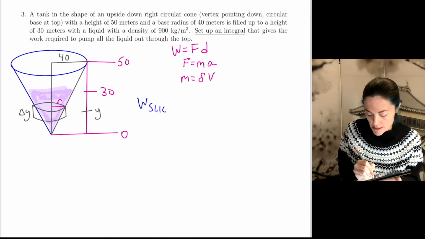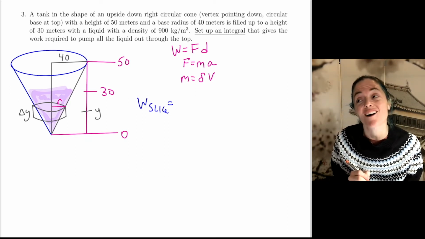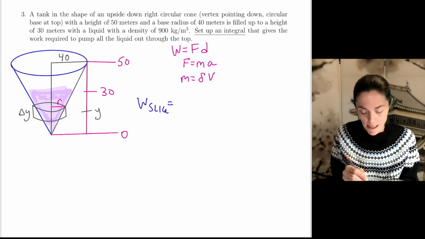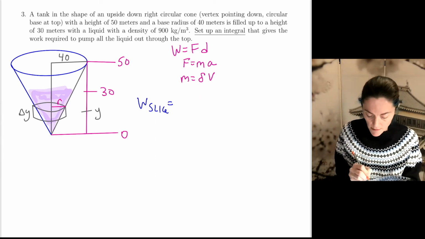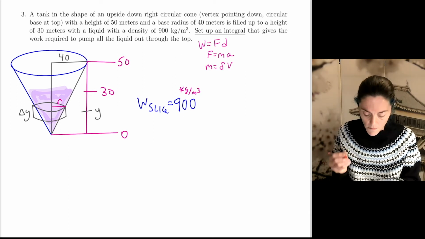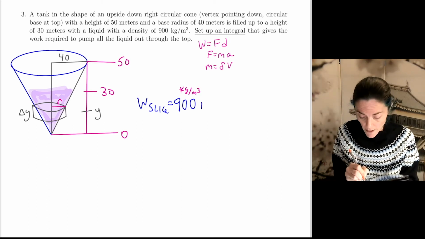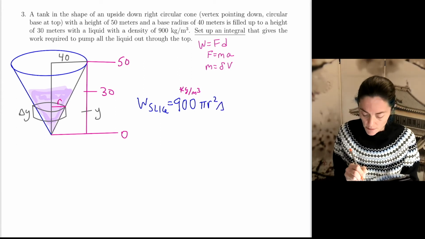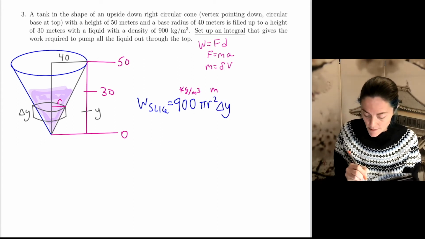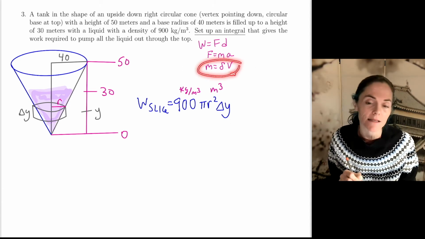I'll check my units here, make sure I have everything. In the end, this is metric. My units of work are joules. So we begin here and work our way up. First, we start with density. This is 900, kilograms per meter cubed. Then I can multiply by volume. This is pi r squared times delta y, meters cubed. So just like we should have, we have kilograms, which is a unit of mass.